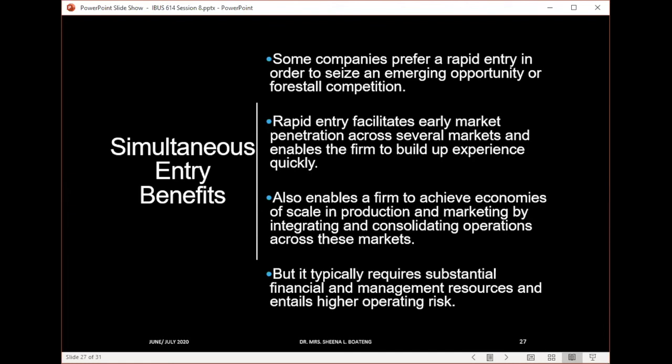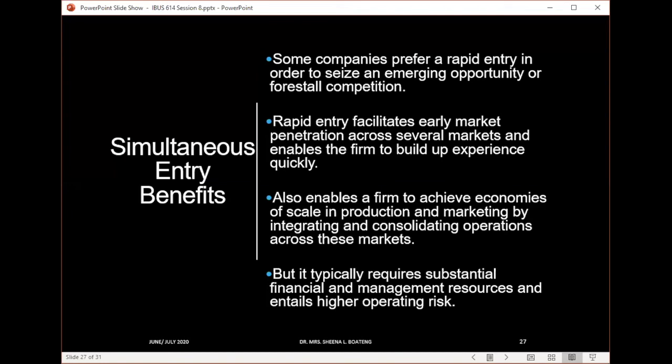And by virtue of operating simultaneously in various markets, they are able to garner a lot of experience because they learn from doing business in all these different markets at the same time. And depending on the resources that they have at their disposal in these various markets and the knowledge that they gain, they can achieve opportunities such as economies of scale in production and marketing by integrating and consolidating their operations across these countries.